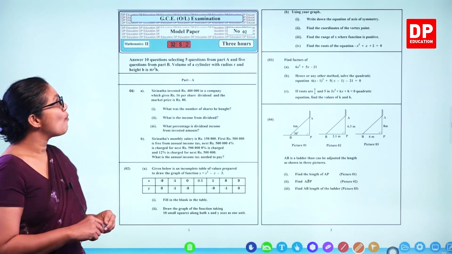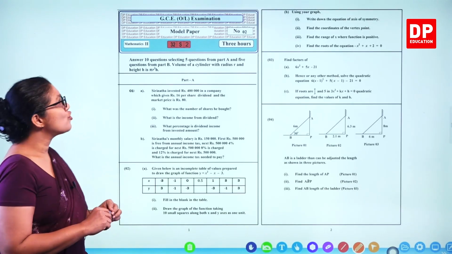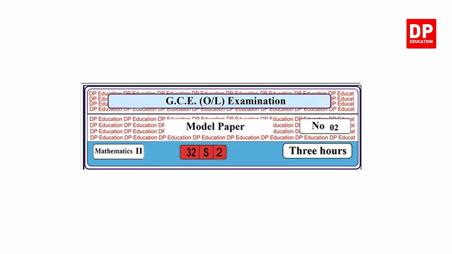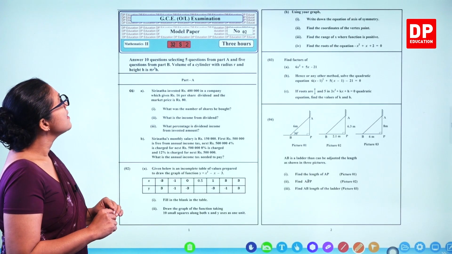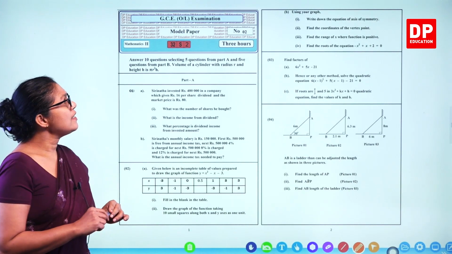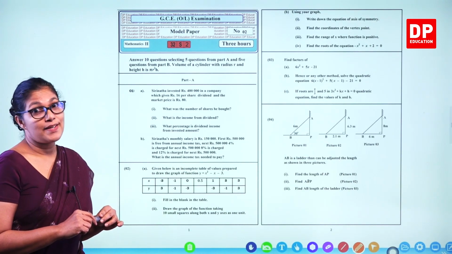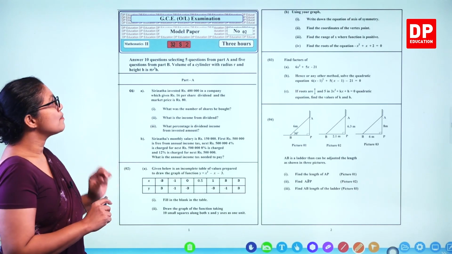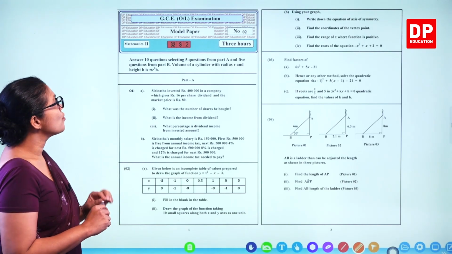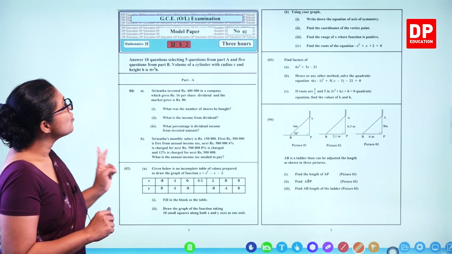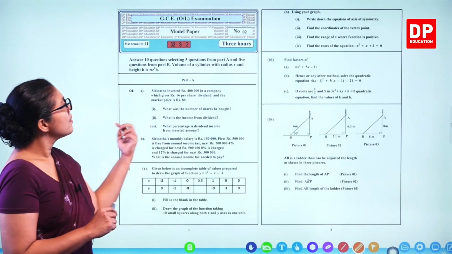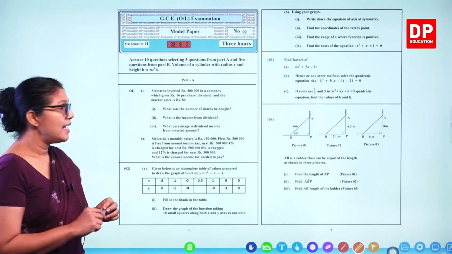Hello students, now I'm going to do the paper 2, that's model paper number 2, part 2. This is the G.C.E O-level examination, the model paper series, 5 series. This is paper 2, part 2. And you get 2 sections, part A and part B.